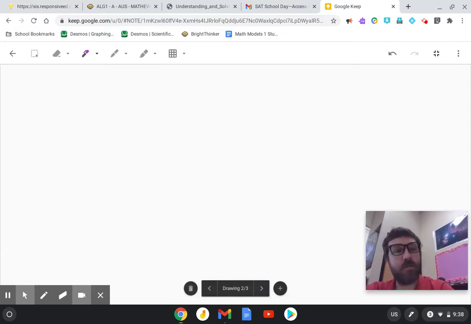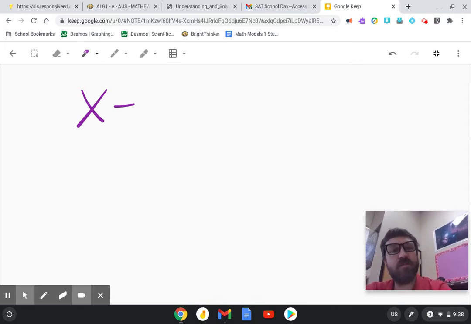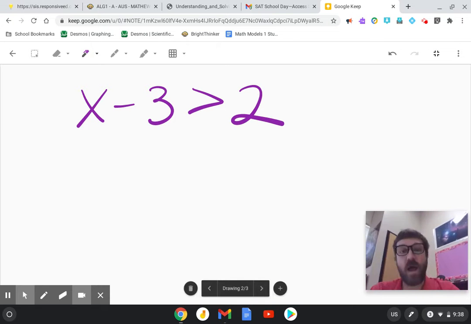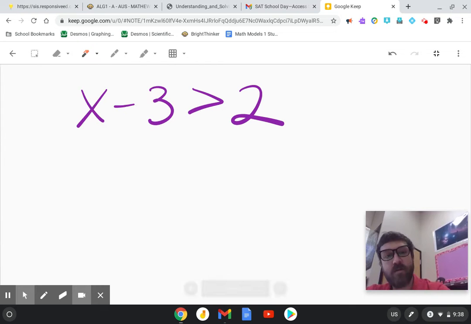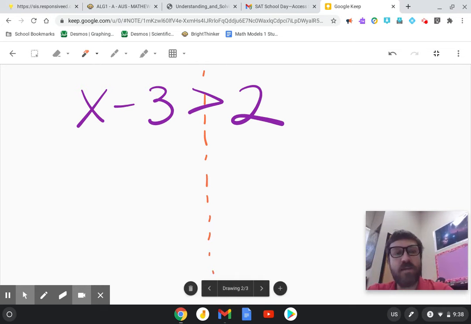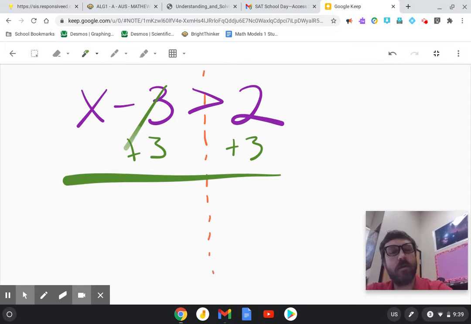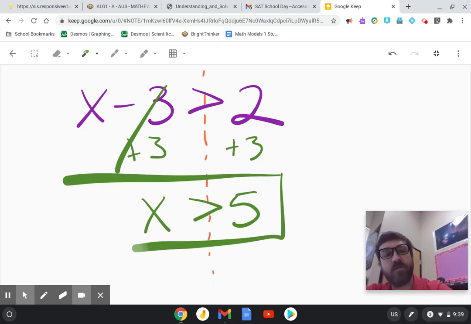So if I have the following, x minus 3 is greater than 2, then all I'm doing is, again, keeping my inequality balanced, and anything I do to one side of the expression, I have to do to the other. So we're going to add 3 to both sides. That's going to cancel, leaving me with x is greater than 5. So that would be my solution there.